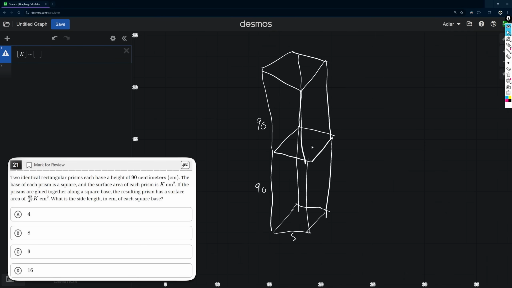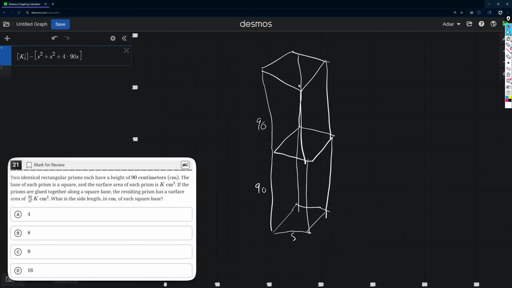So I know I'm looking at 2 bases, one on top and one on bottom. So it's going to be side squared plus side squared. Those are our 2 bases. And then we have 4 of the sides that wrap around. So each side is going to be 90 times S. And that's the surface area of 1.